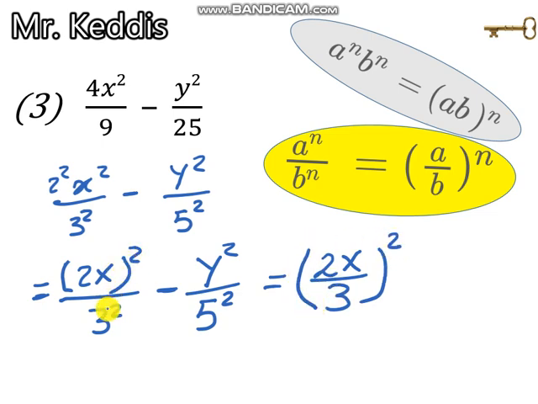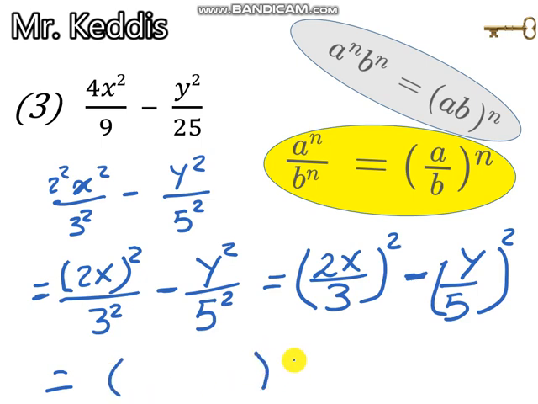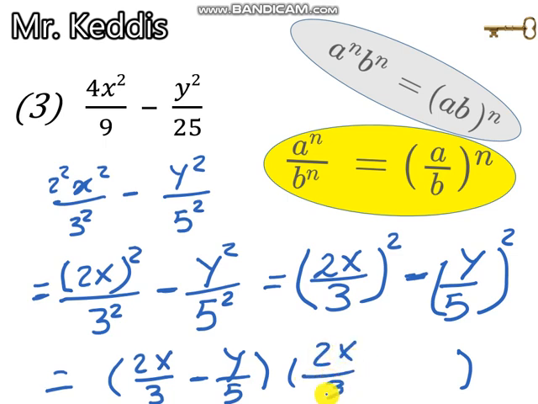Because you have a square here and a square here, I can write this as 2x over 3 quantity squared minus y over 5 quantity squared. This is the difference between two squares. I factor this into two binomials: 2x over 3 minus y over 5 times 2x over 3 plus y over 5.